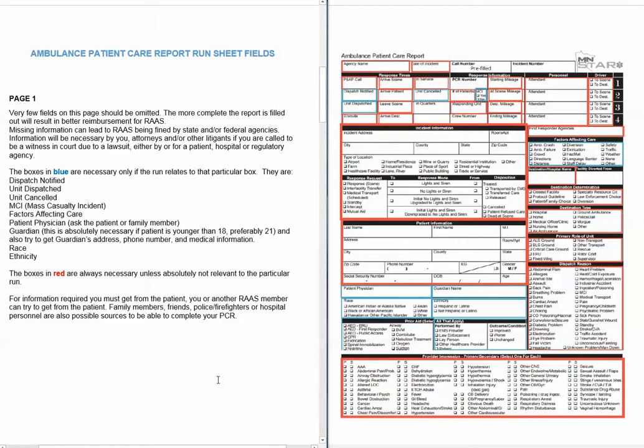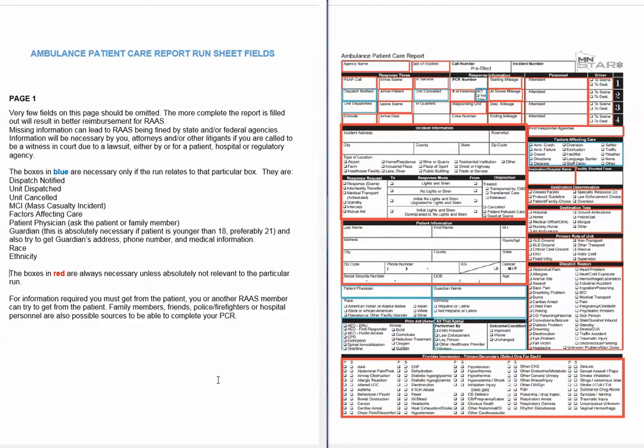The ambulance patient care report run sheet fields, page 1, and to the right there you'll see page 1. Very few fields on this page should be omitted. The more complete the report is filled out will result in better reimbursement for RAS. Missing information can lead to RAS being fined by state and/or federal agencies.